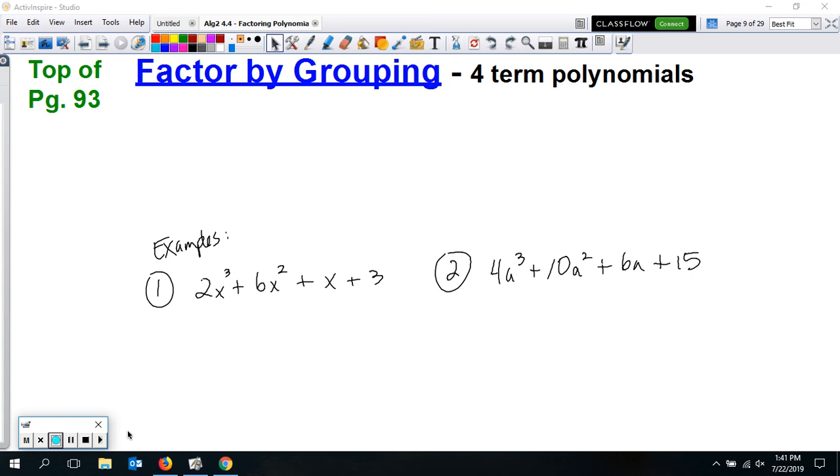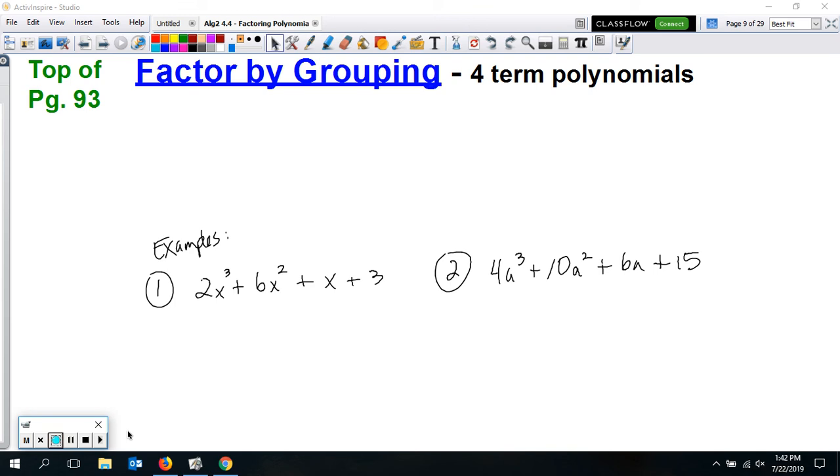Okay, so now we go on to maybe a new type of factoring that you may not have seen before. You might have seen this before, but it's possible you may not have. Everything so far we've done should have been something you've seen before in Algebra 1, or we may have even reviewed it already in Algebra 2. This next one you want to put at the top of page 93 where your vocabulary is.